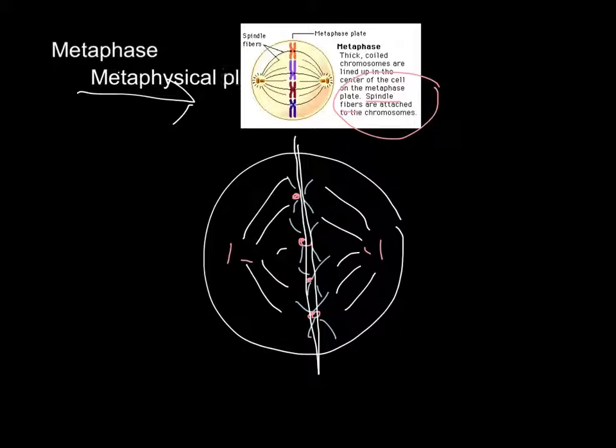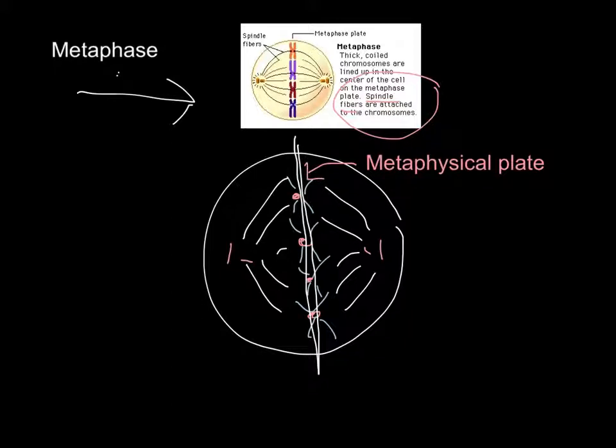Metaphase plate. The metaphase plate is this line right here, in which the chromosomes line up. After metaphase, and we have our spindle fibers attached to our chromosomes, ready to start separating, we have what is called anaphase, the next phase that we have in mitosis.